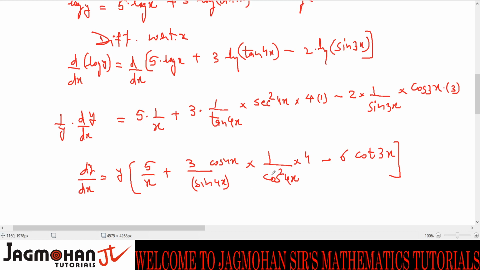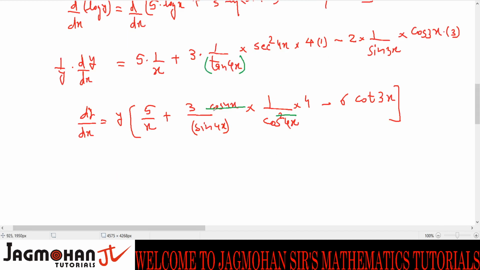So next step, students, what will happen? Check what I did here. This is 1 upon tan, which is cot. Cot could be written as cos 4x upon sine 4x, and here this is sec square, which is 1 upon cos square. Now cos square and 1 cos 4x, this cancels. So the next step I get here 3 upon 2 sine 4x cos 4x.